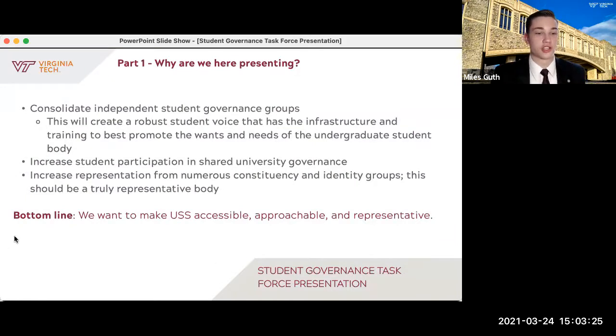So one of the big questions is, why are we here today presenting, and what is this all about? The structure and the idea we're presenting today has 3 overarching goals for USS. Consolidation of student groups into one unified voice, increasing participation and outreach, and a truly representative body for every constituency and identity group at Virginia Tech. Those are the 3 key pillars we're trying to hold up in the USS with this new structure. The bottom line, as it says on the slide, is we want to make USS accessible, approachable, and representative. We're really going to keep that in mind as we go through our transition process and build the foundations of this new body.